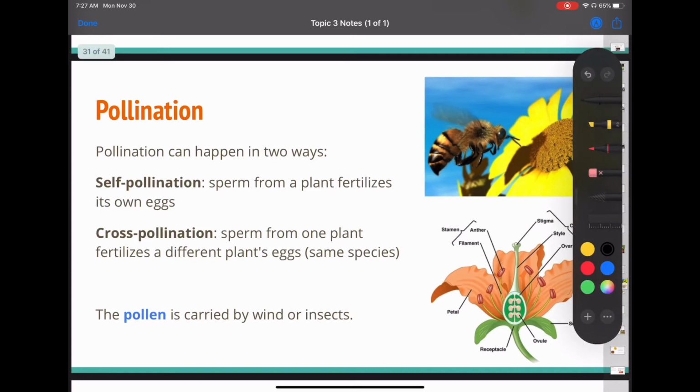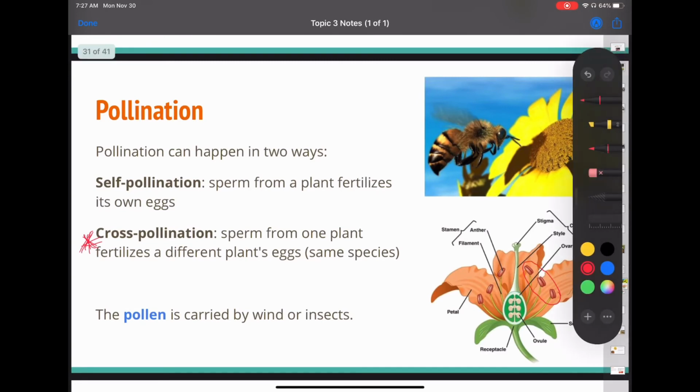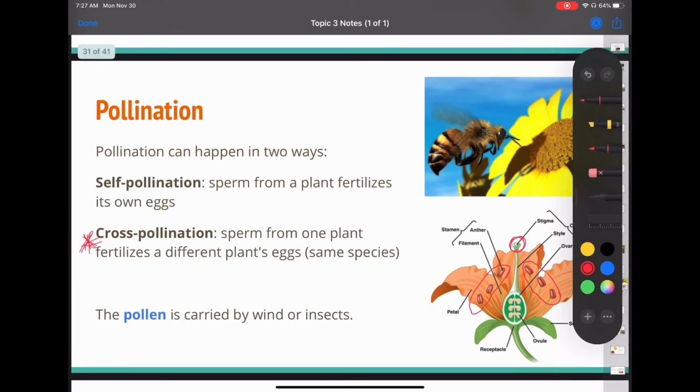Now, in cross-pollination, we have sperm, or pollen, from one plant fertilizing a different plant. This is a little bit more ideal for plants. This is the chosen method. Now, if you take a look at a plant diagram here, and we're going to look at this one over here, I've circled all the stamen. Notice that they're actually lower than the stigma. This happens for a reason as well.